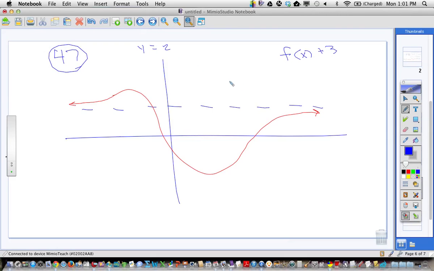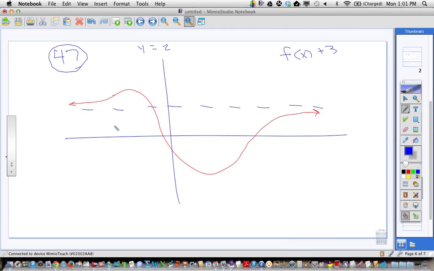So if we shift, now we got to do these in order, right? We start on the inside of the parentheses. So on the inside of the parentheses, we would shift left 4, right? What would that do to this? Nothing. It would shift the graph left 4, but this would still be the horizontal asymptote. Still going to be approaching 2 out at the ends. Okay? Then we would do the 3.